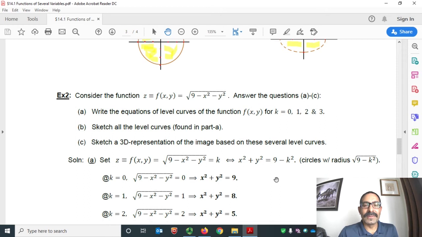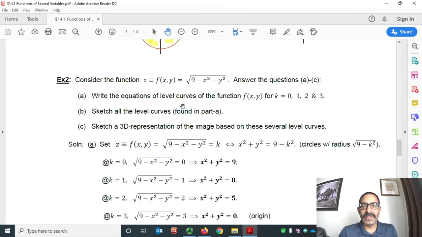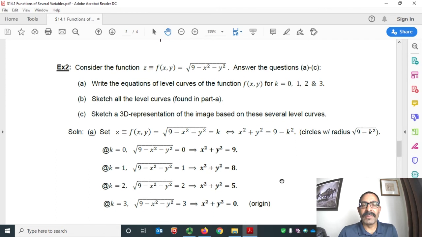Example 2. Consider the function f equals to under the radical 9 minus x squared minus y squared and answer the questions A to C. First part A. Write the equation of the level curves of the function by taking z equals to k equals to 0 to 3. B. Sketch all the level curves found in part A. And C. Sketch a 3D representation of these images based on the several level curves found in A and B. So let's find the equation of the level curves.